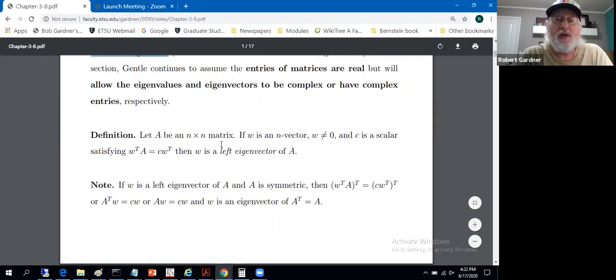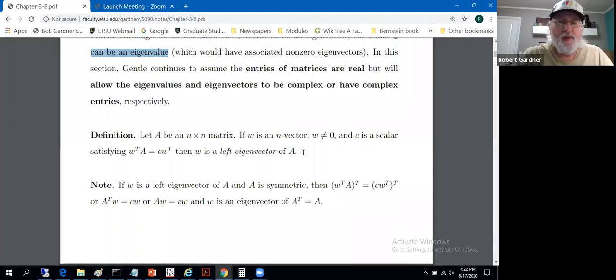Definition: let A be an n by n matrix. If W is a non-zero n vector, and C is a scalar, satisfying W transpose times A equals C times W transpose, then W is called a left eigenvector of A. So there's something I doubt you did in linear algebra. So we have kind of regular eigenvectors and we have left eigenvectors. If W is a left eigenvector of A and A is symmetric, then what it amounts to is eigenvectors and left eigenvectors are the same when we have a symmetric matrix.